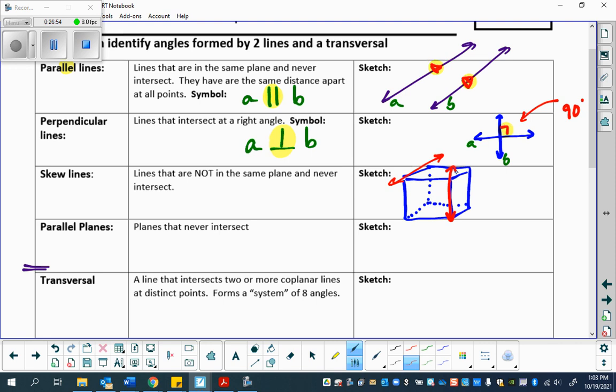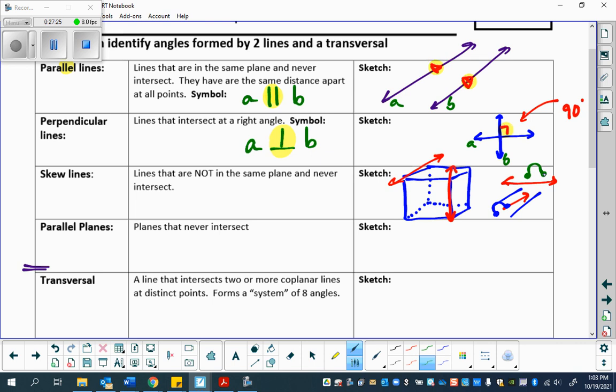One of the other geometry teachers teaches his kids, it's like an overpass on a highway. So picture this being a road that a car will drive on, and then this being an overpass that another car is driving on. Skew lines. Not in the same plane, never intersecting.